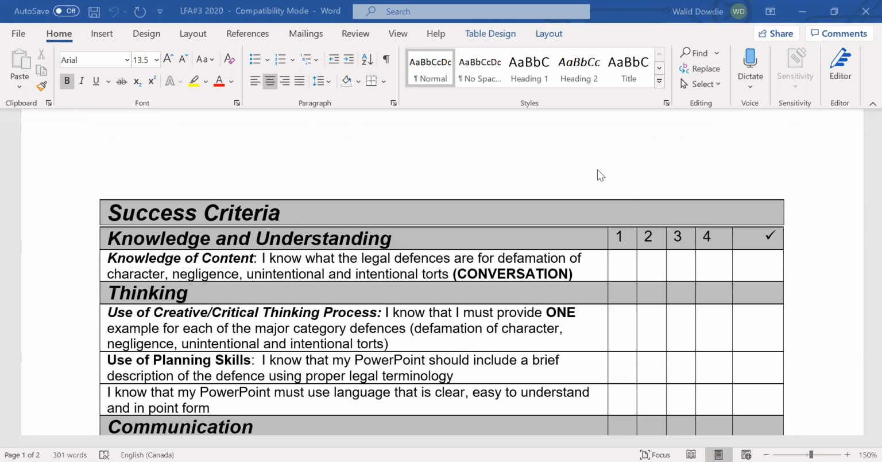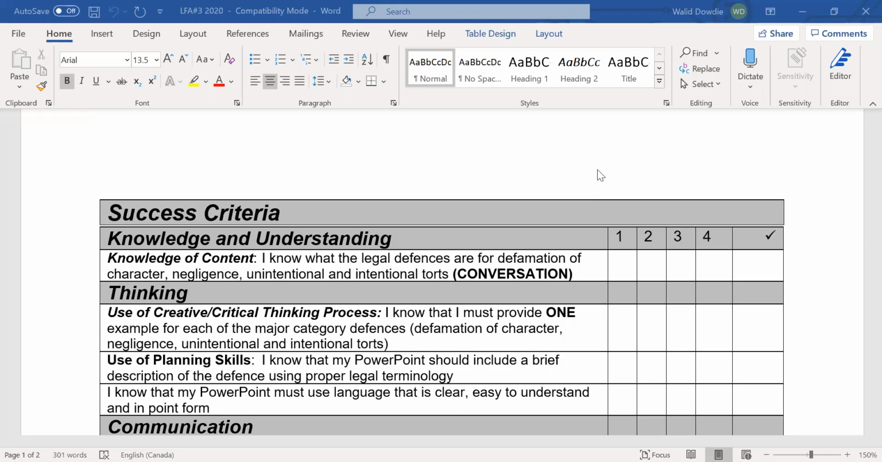Next is use of critical thinking process. I know that I must provide one example for each of the major categories of defense, which means defamation of character, negligence, unintentional, and intentional torts. We'll talk more about that. But basically what I'm saying is that for every major category, you have to have an example of what that defense would be. I'll talk more about it when I go over the success criteria.